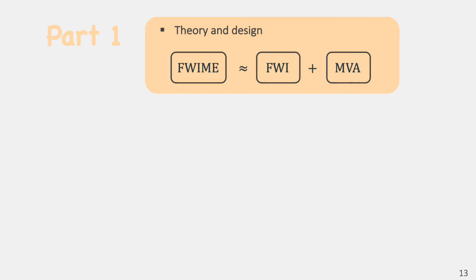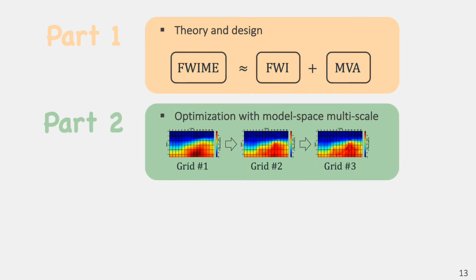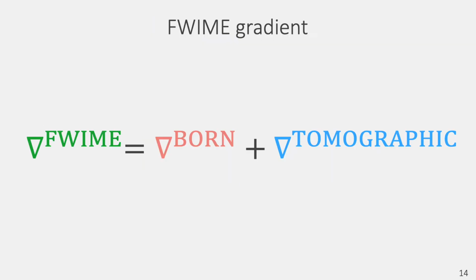So after getting better insight on the structure of our cost function with part 1, we showed you how we minimize it, and this was the topic of part 2 of our video lecture series. So in part 2, we began by analyzing the FWIME gradient, and we showed that it is composed of 2 terms. First, a Born component that shares similar features with the FWI gradient, and second, the tomographic component that is key to update the crucial missing low wave number components at early stages of the inversion process.